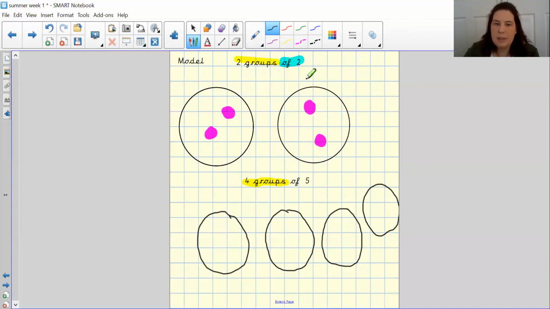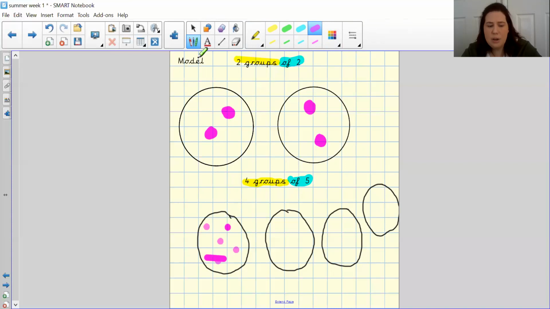Let's highlight the next bit of my problem. Of 5. So that means I need to put 5 in each. 1, 2, 3, 4, 5. Did you see that I only did the first group first? I did not do this. Because then I'll get a bit confused and I don't know how much is in each.